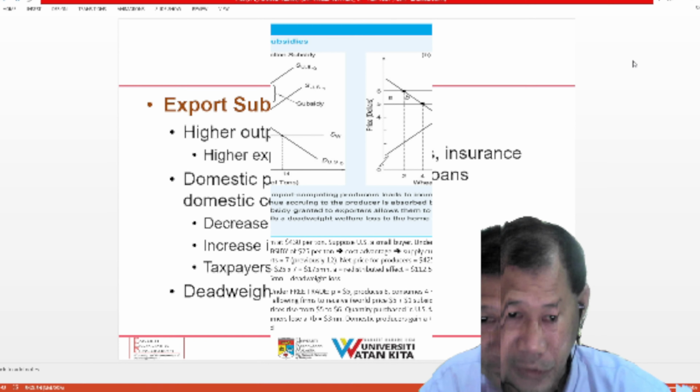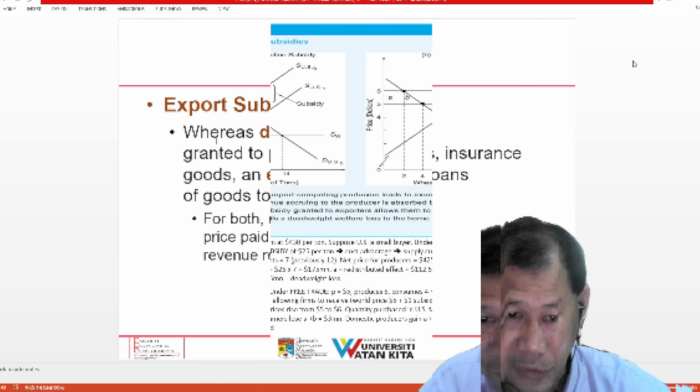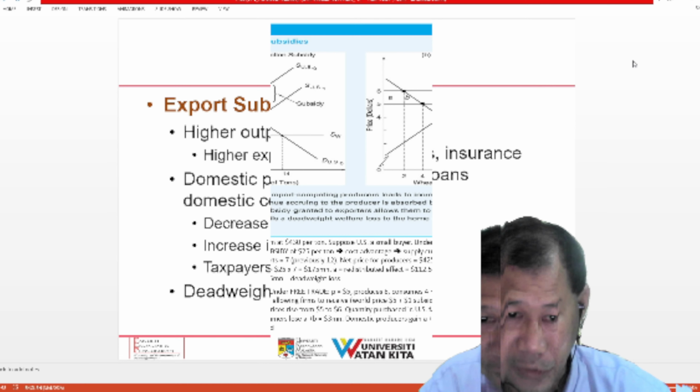So now what we have read here makes sense. Domestic producers gain at the expense of domestic consumers and taxpayers. There is a decrease in consumer surplus and an increase in producer surplus, taxpayers bear the cost of the export subsidy, and that involves deadweight loss, in 2 parts.